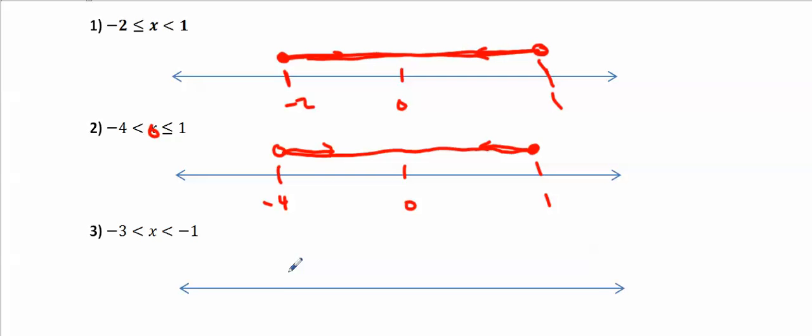All right, now last one, critical points -3, -1, and my 0 is over here.